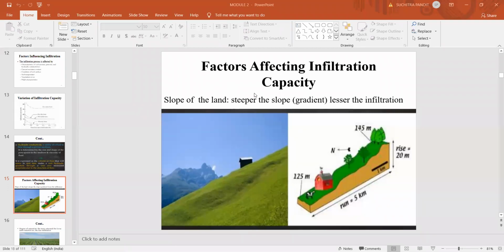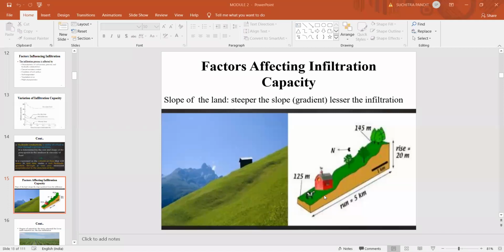Now, this figure shows the factors affecting the infiltration capacity. The slope of the land: the steeper the slope gradient, the lesser the infiltration, because whatever rainfall takes place, there is less scope for infiltration. So the entire rainfall will be in the form of runoff.